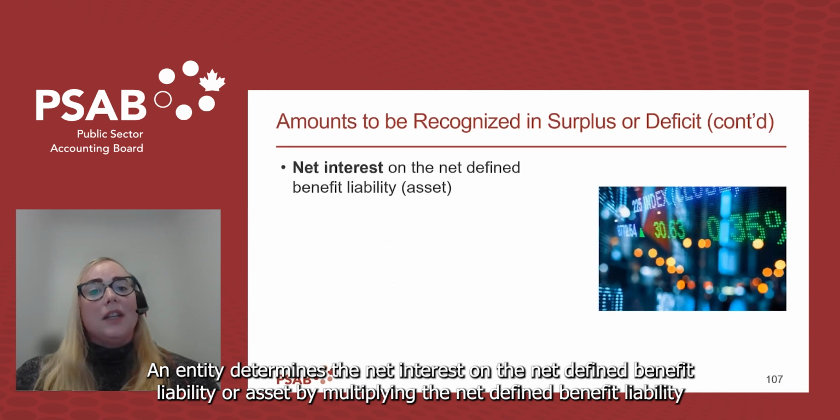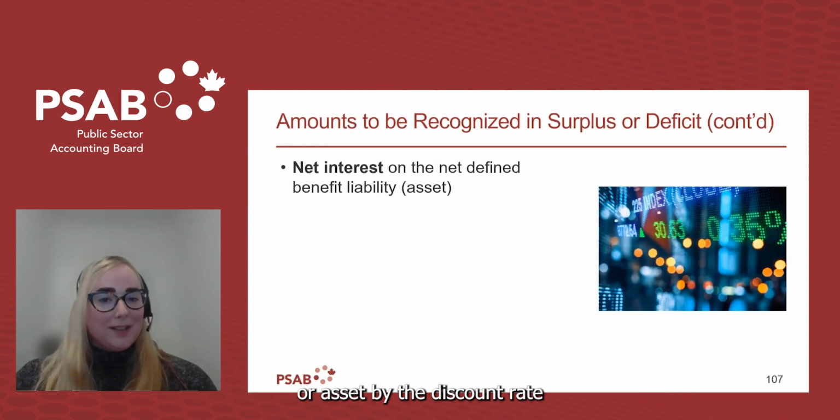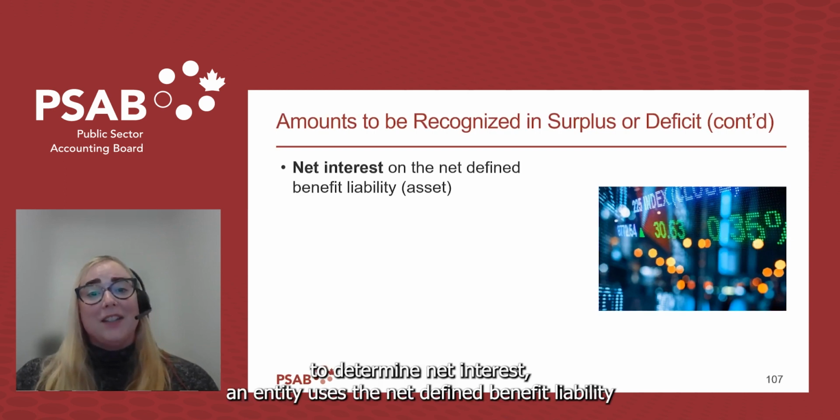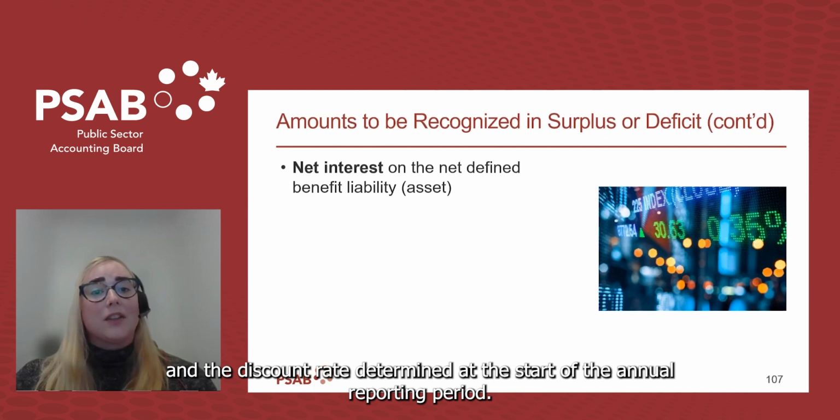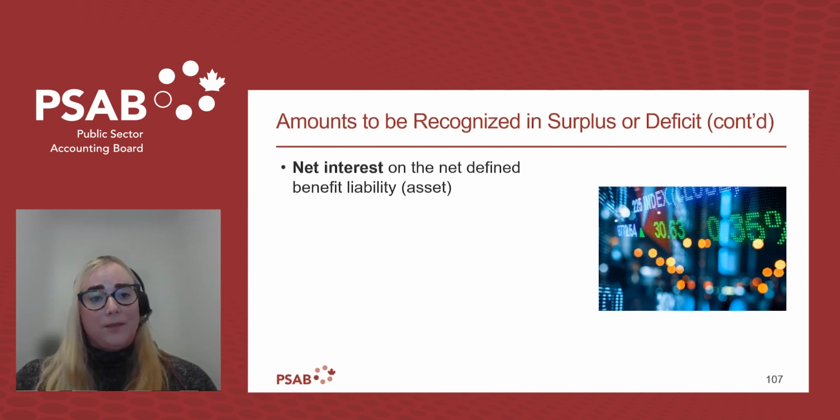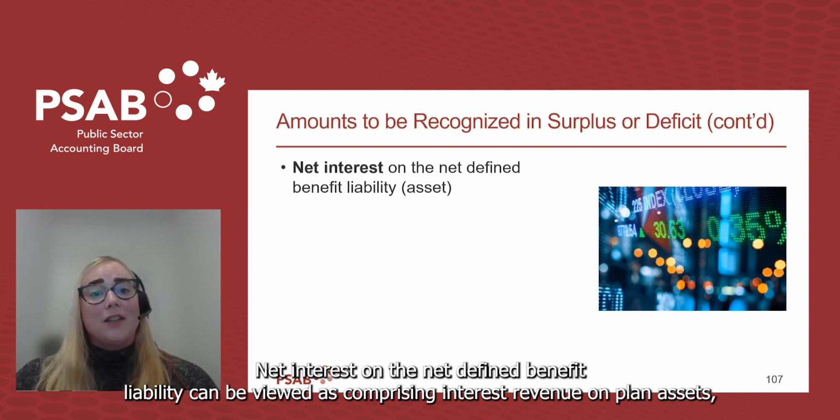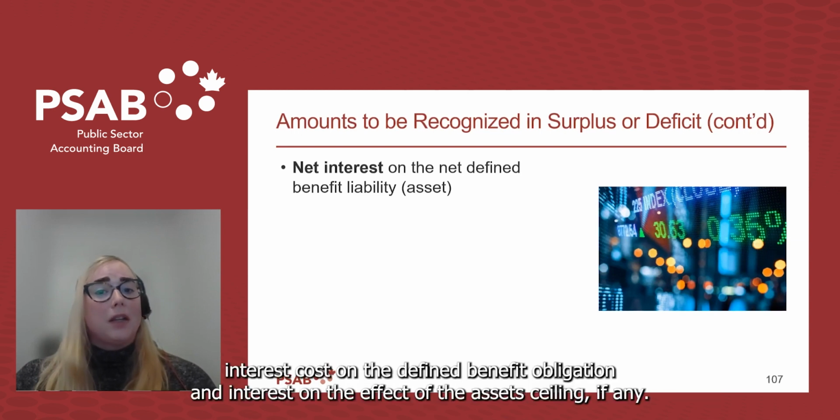An entity determines the net interest on the net defined benefit liability or asset by multiplying the net defined benefit liability or asset by the discount rate. To determine net interest, an entity uses the net defined benefit liability and the discount rate determined at the start of the annual reporting period. Net interest on the net defined benefit liability can be viewed as comprising interest revenue on plan assets, interest cost on the defined benefit obligation, and interest on the effect of the asset ceiling, if any.